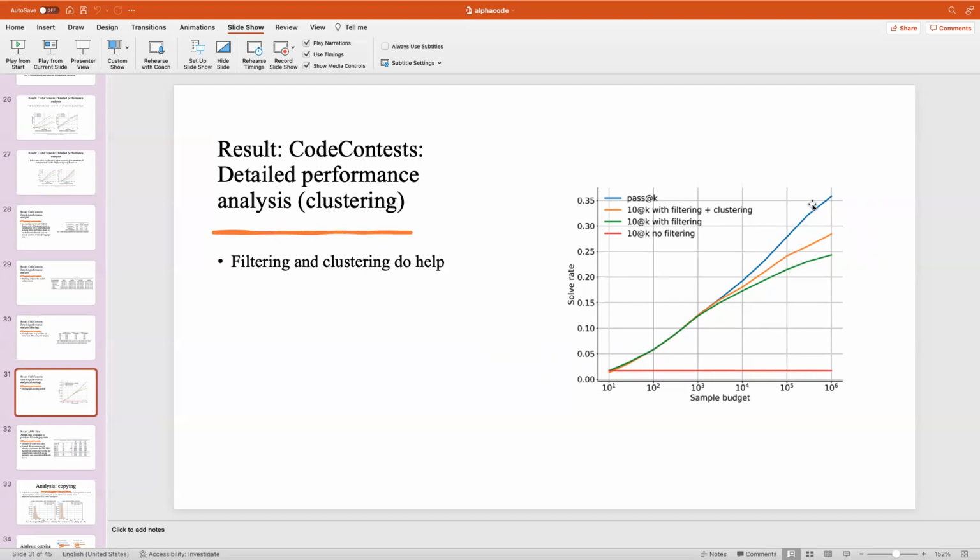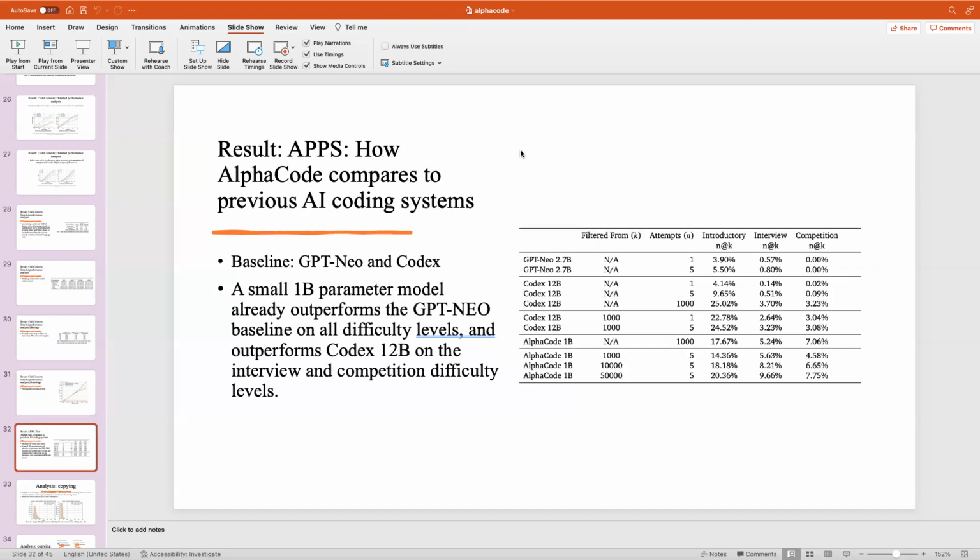The blue line is the optimal value we could reach. So we can see both filtering and clustering help. They almost reach the optimal value when the sample budget is small, but with larger sample budgets, there's still some distance for the model, for the clustering and the optimal.